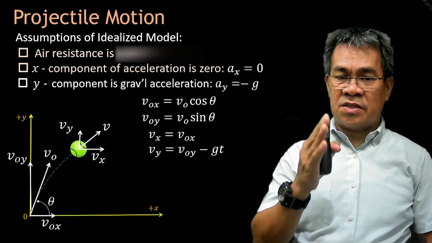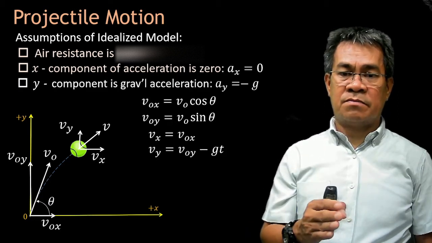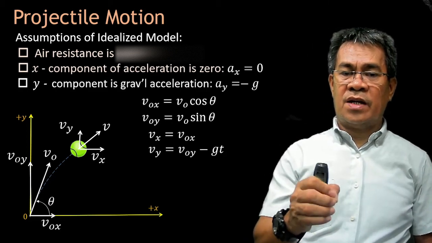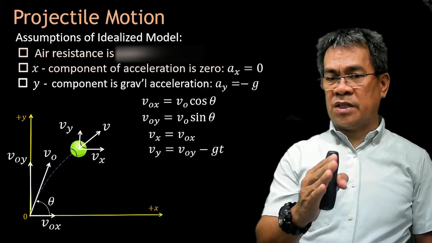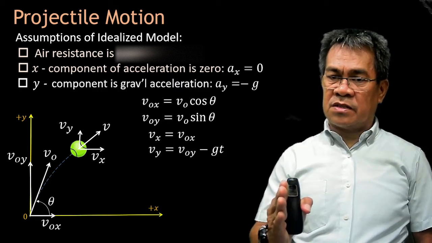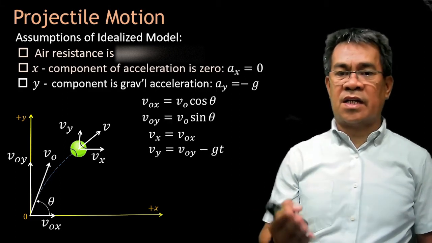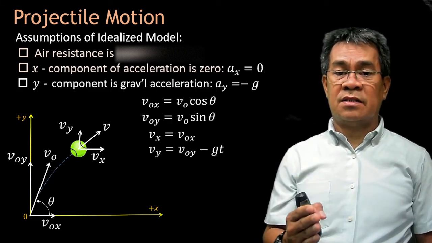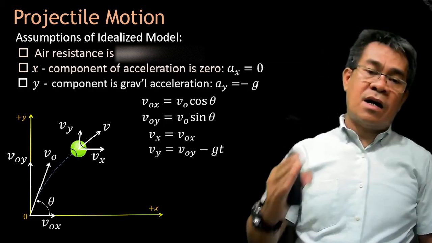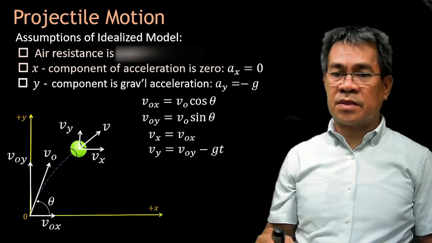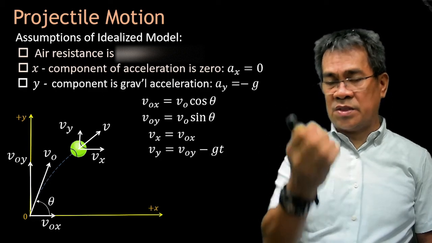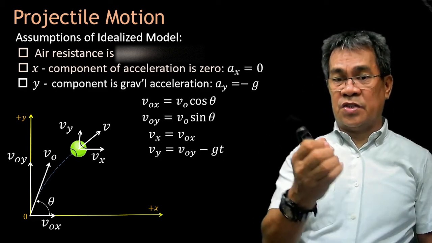G is negative as the acceleration of the Earth, which is 9.81. So the final velocity along y is Voy minus gt. With that equation, it signifies that if the particle will climb up the curve, it has a reducing velocity. As time goes on, climbing up the curve, the final velocity keeps on reducing until 0 at the highest point.